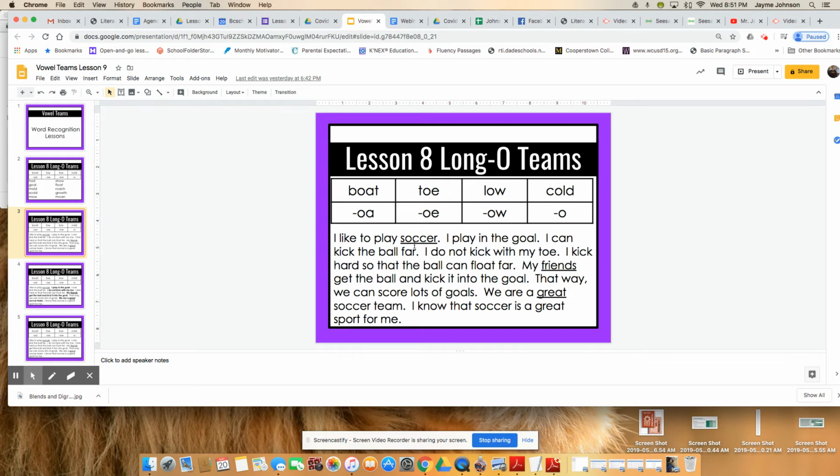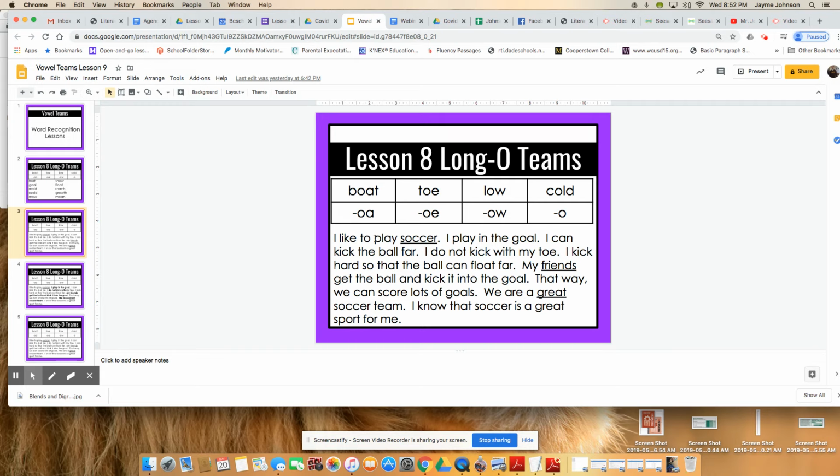There are only a few words that are underlined here that I need to make sure that you know. Like this word is soccer. This word is friends. And this word is great. The rest of them you should know or use your sounds to be able to figure them out. Ready? I'm going to set my timer for 2 minutes, and we're going to try and whisper read these as many times as we can. Ready? And go.